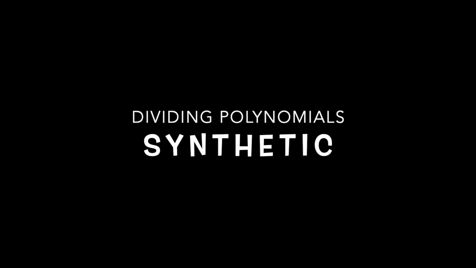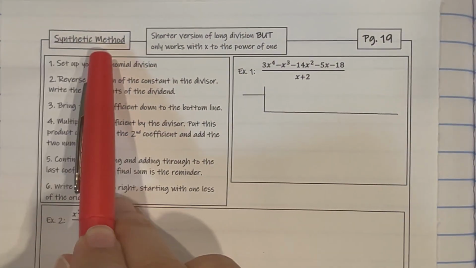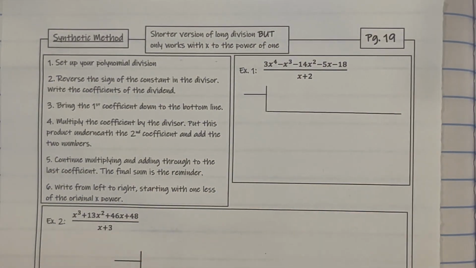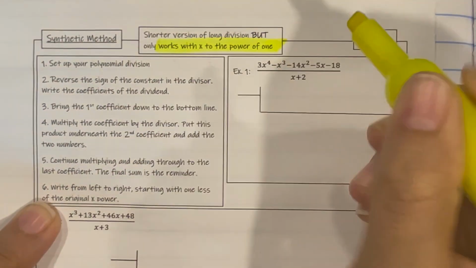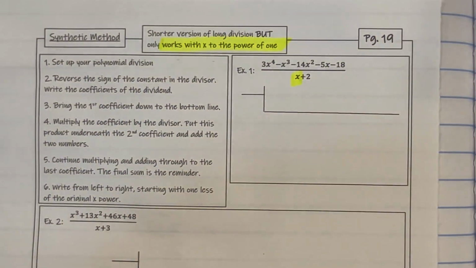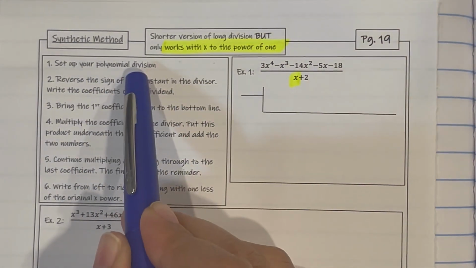So the final one we're going to look at is how to do synthetic division. Now, this is really important. It only works when your divisor has the power of 1, which is fine for here, but when you get into calculus, your divisor is going to have a greater power. So very important to know.